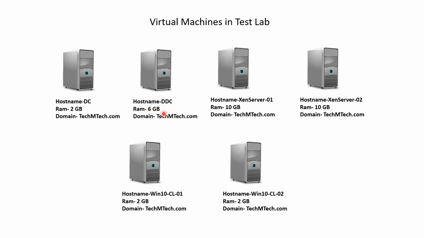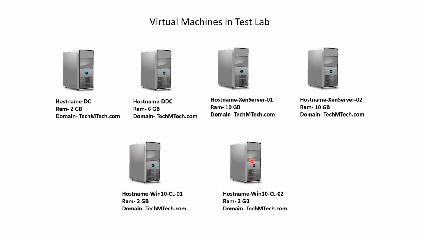And that machine is in my domain, which is techamtech.com. Okay, in your case, the domain may be different. Machines number 3 and number 4 are the hypervisors, like this is Gen Server 01, this is Gen Server 02. Why do I use two hypervisors? If one hypervisor goes down, in that case we can easily switch the operations to the second hypervisor. So the second is for backup purposes. I have allocated 10 GB RAM to each of the hypervisors.